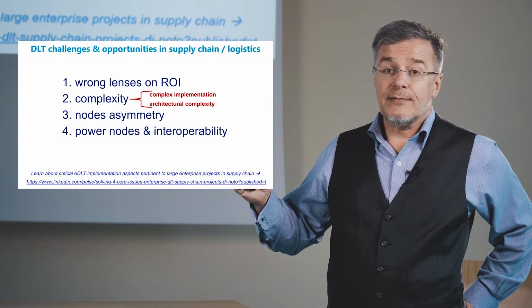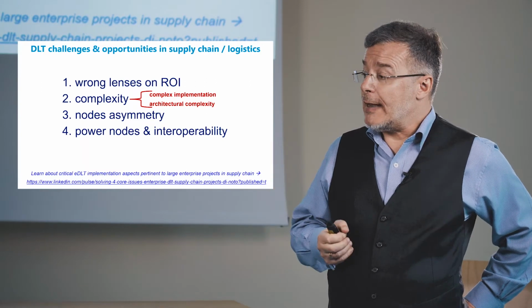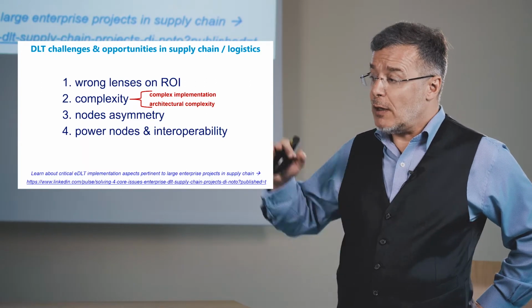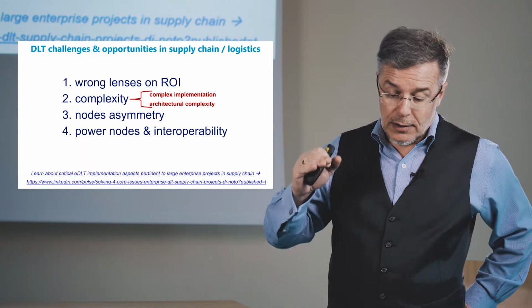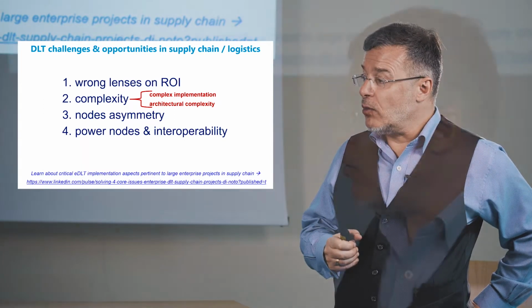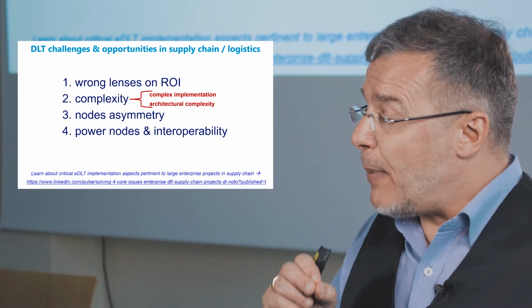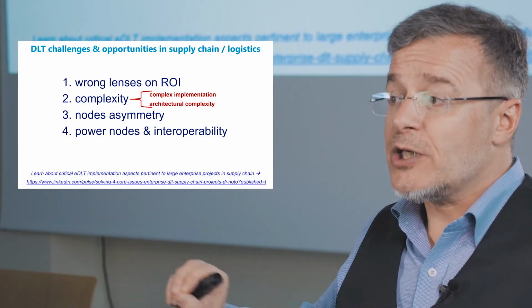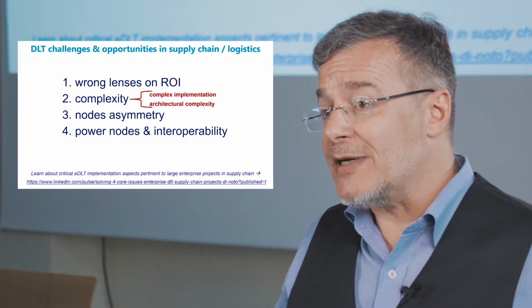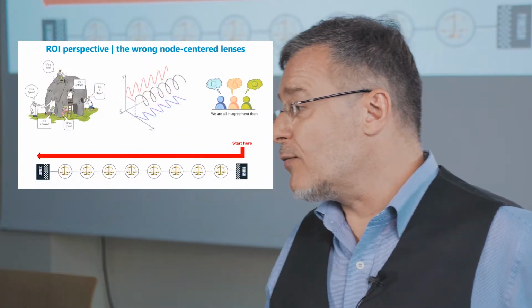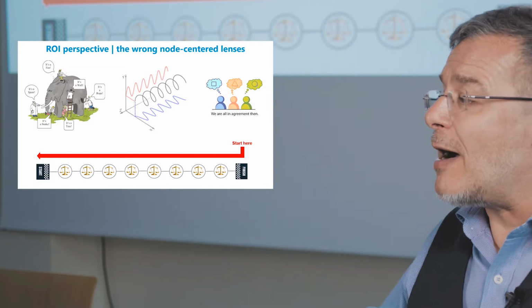The wrong lenses on the ROI, the complexity theme, which manifested in itself in more than one level, the node asymmetry type of issue, and then the power node issue, which, as we will see, is also an interoperability problem. So let's look at those challenges. So what is the ROI perspective?